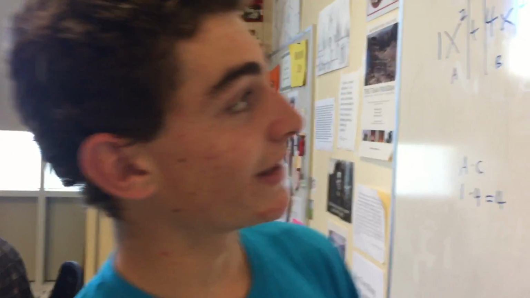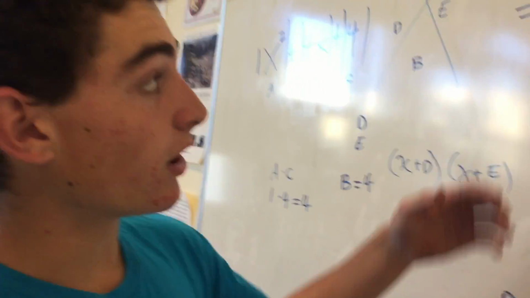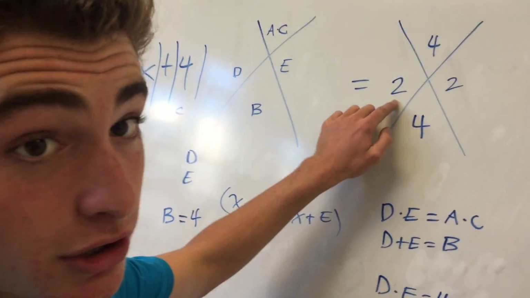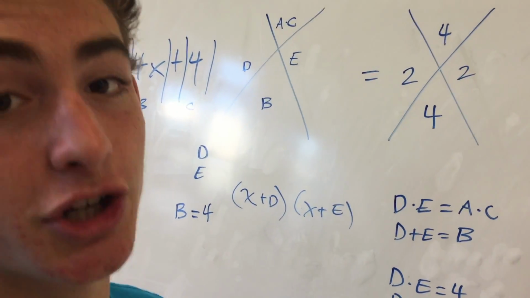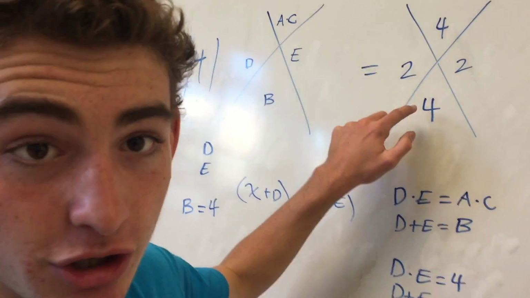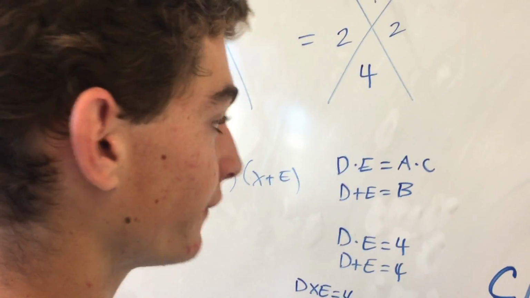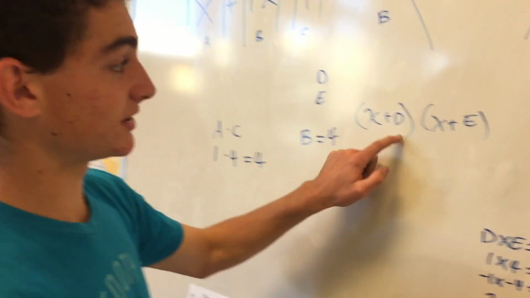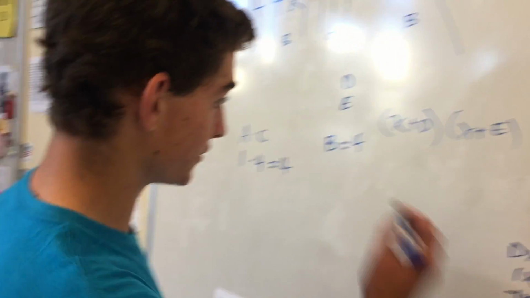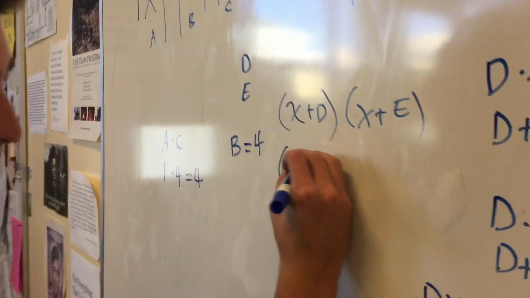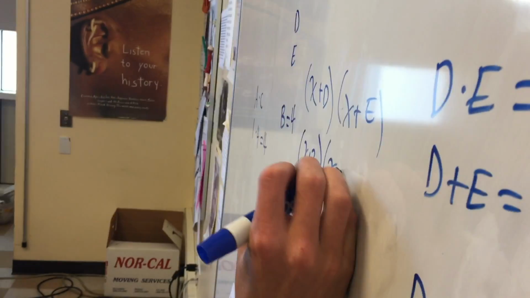Let it be known that D and E are interchangeable. So, D could be 2, or it could be E's value, 2. Same goes for E. It could be 2, D's value, or itself, 2. Now, to factor, we have x plus D and x plus E. So we simply plug in the numbers. And we're left with x plus 2 and x plus 2. And that is our answer. And now, a message from our sponsors.